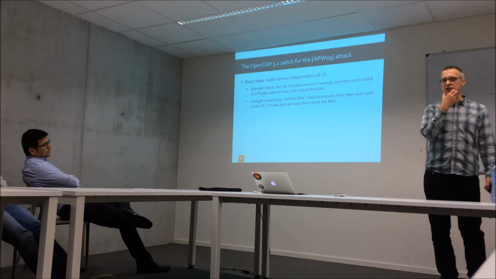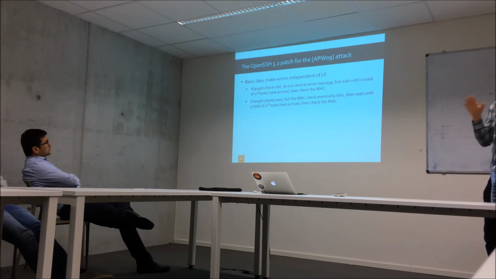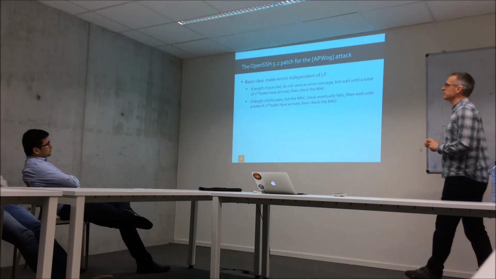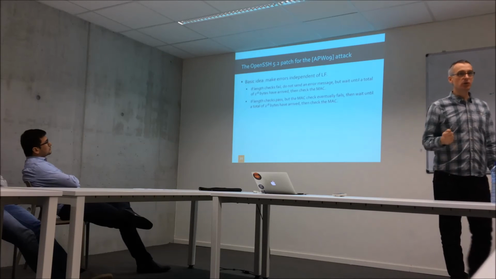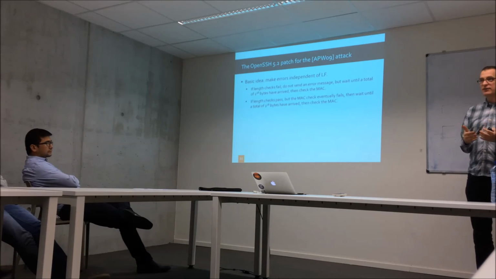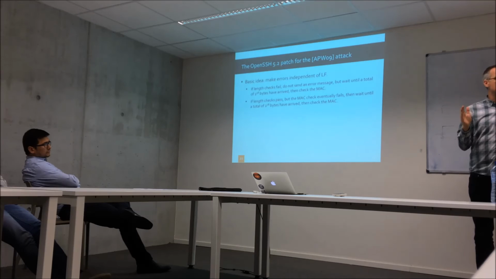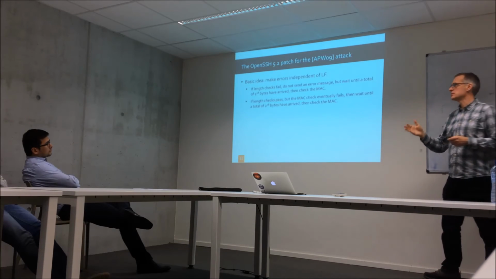Okay, so what was the patch that they put in place back in 2009? Well, the idea is to make sure these errors don't leak anything about the length field. So the idea is this: if the length checks fail, don't send an error message right away. Wait till more bytes have arrived, and when you get to 2 to the 18, the maximum possible size, then check the MAC and send an error message.